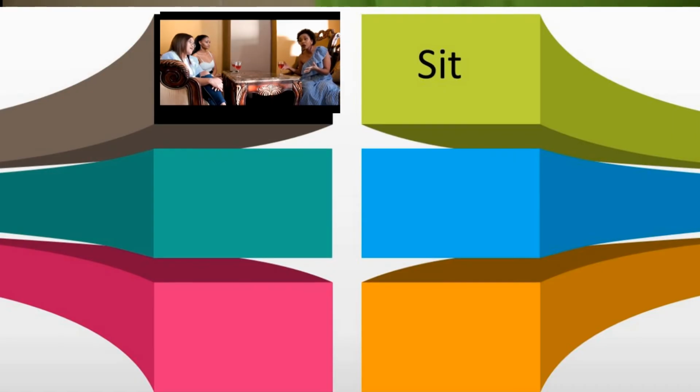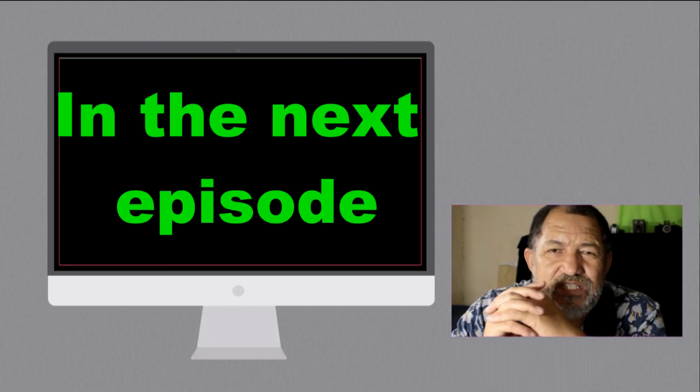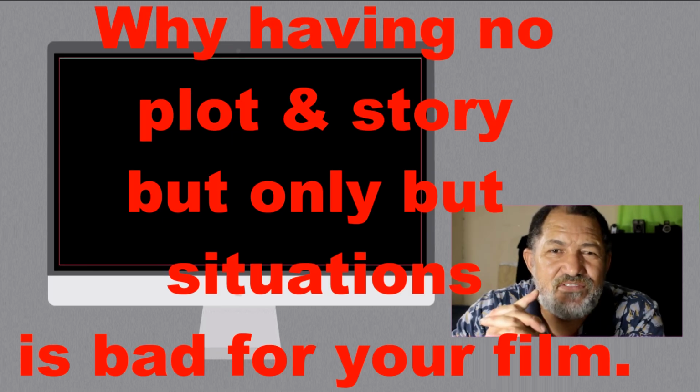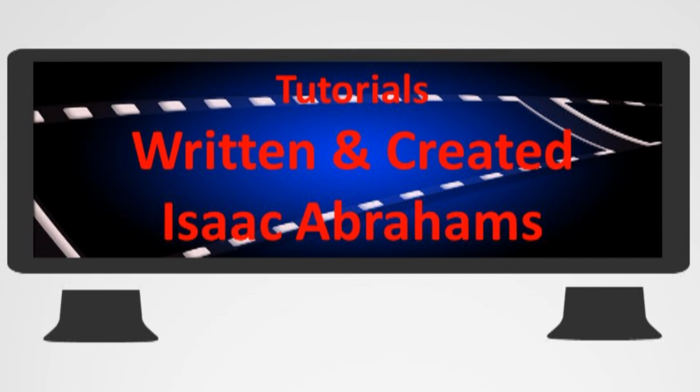That character might sit around, run around, talk to people, but it does not mean that character is doing anything. And as such, your character cannot drive your plot. If your character doesn't do something about his or her problem, that character has no need to be in that film. Explaining situations in itself is a very difficult thing to do. But it's easily observable in a film.